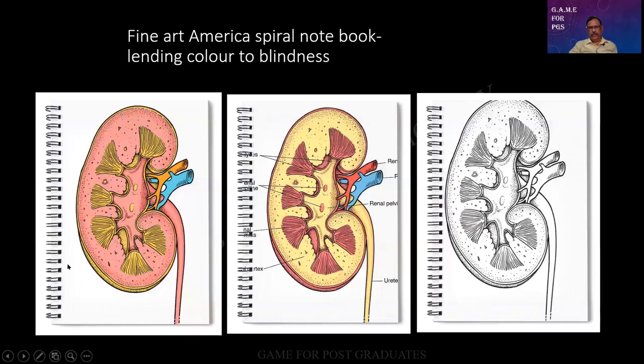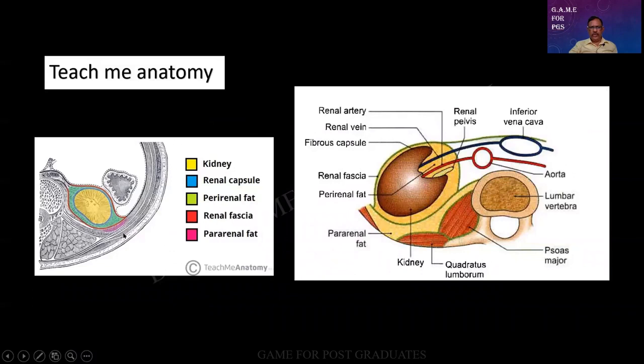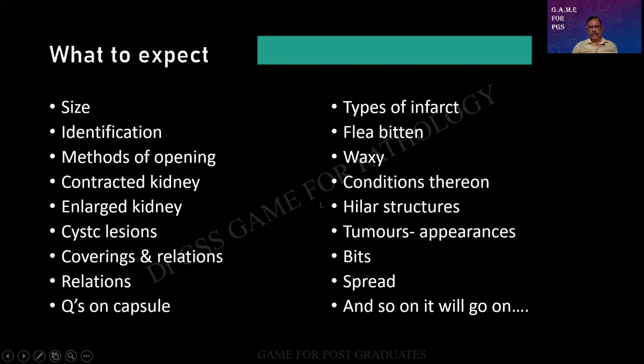So, this is a beautiful sketch that I have drawn, and it is in the spiral notebook. Kindly go to this reference. You may be able to get multiple diagrams of various organs. And this is what I had been mentioning about the relations. Again, a beautiful picture. Kindly go through. Is it clear? So, what are all the structures, where it is located, where is the artery, vein, and what can we expect in the examination? These are all the things that you will have to see.